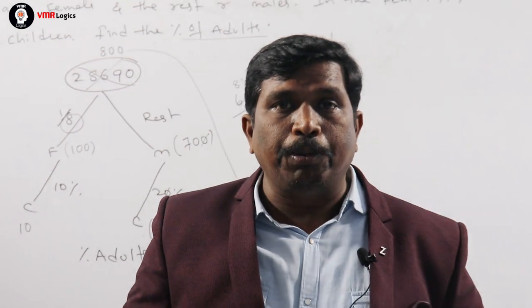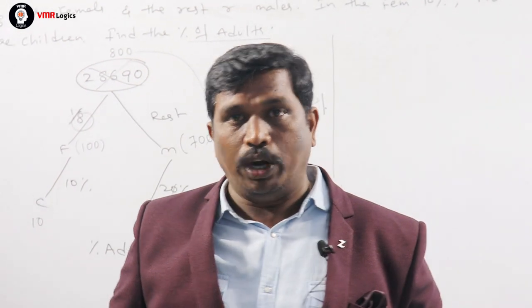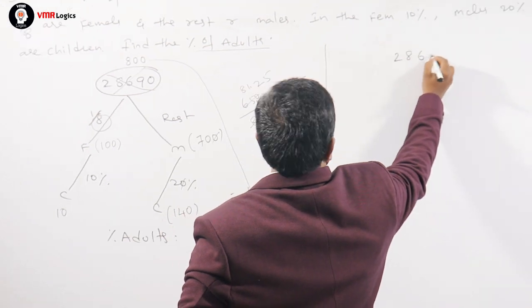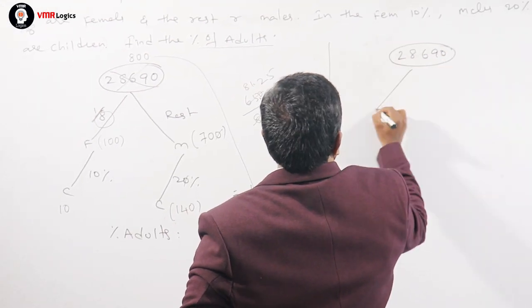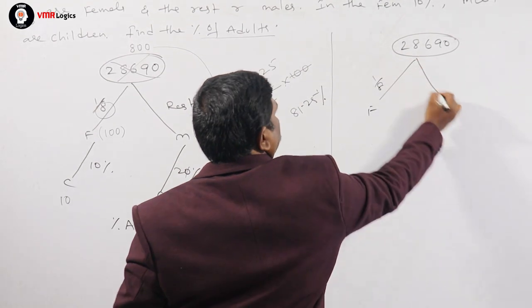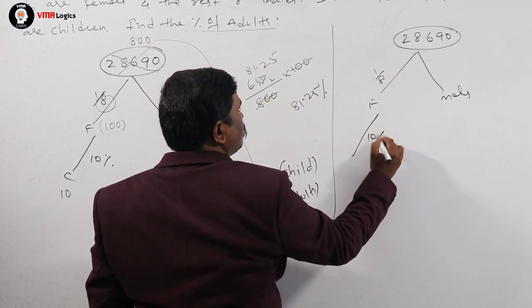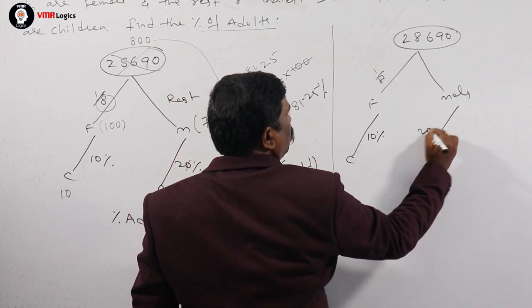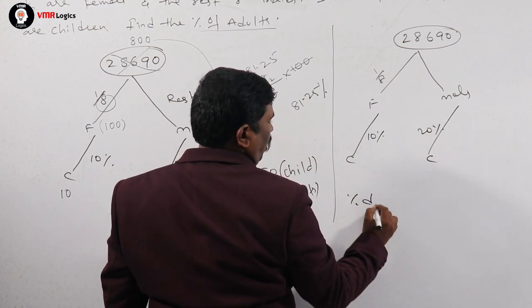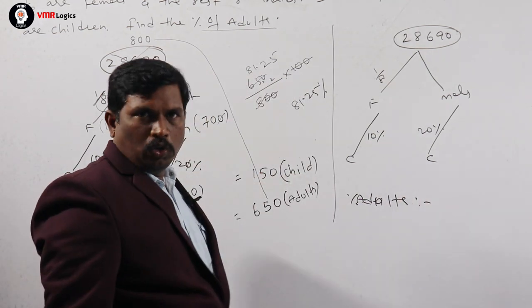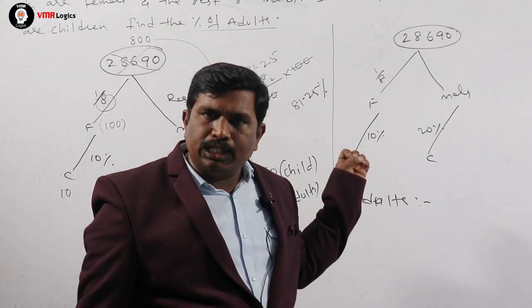But most of the people, if you observe, what they do in the exams: there are 28,690 people, out of which 1/8 are females and the rest are males. In the females, 10% are children. In the males, 20% are children, and the percent of adults is the question. So how do most of the people solve this?